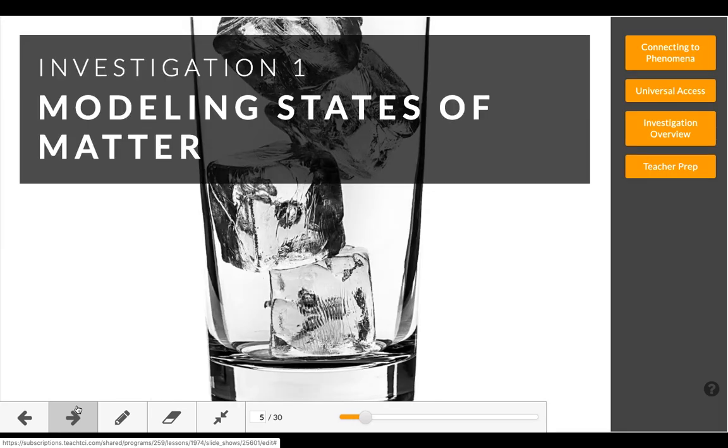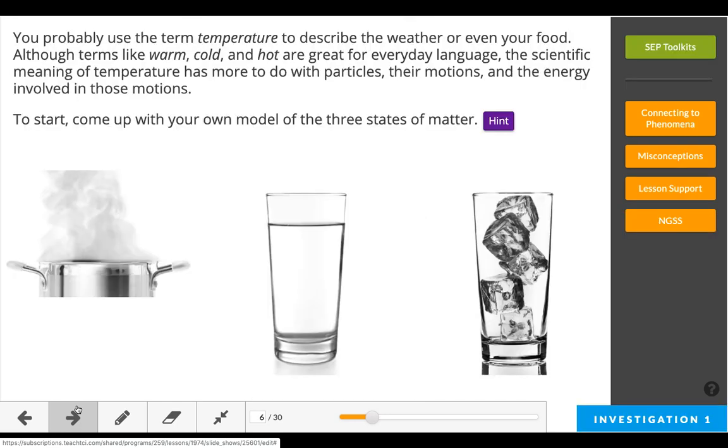In investigation 1, we are going to work on modeling states of matter. You probably use the term temperature to describe the weather or even your food. Although terms like warm, cold, and hot are great for everyday language, the scientific meaning of temperature has more to do with particles, their motions, and the energy involved in those motions. To start, come up with your own model of the 3 states of matter.